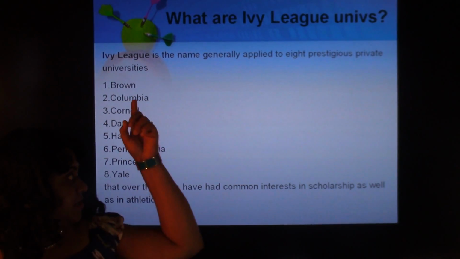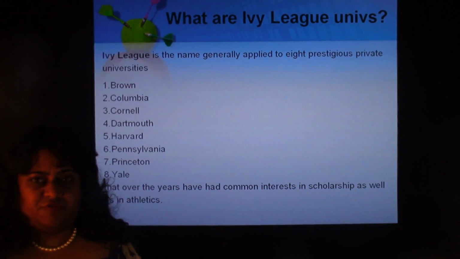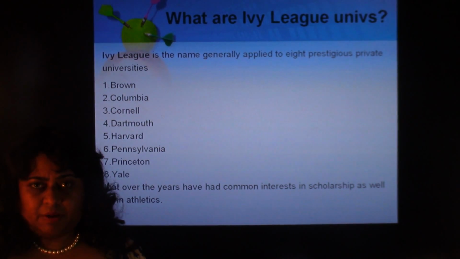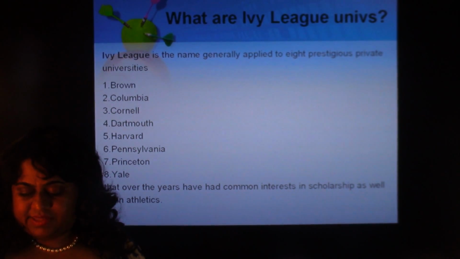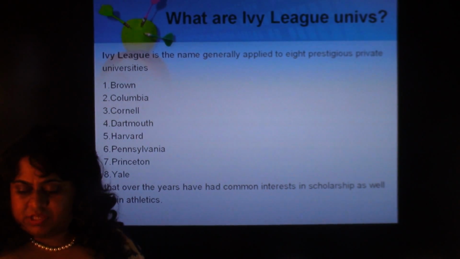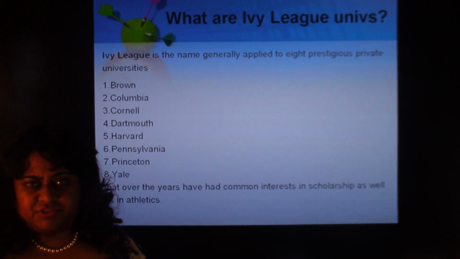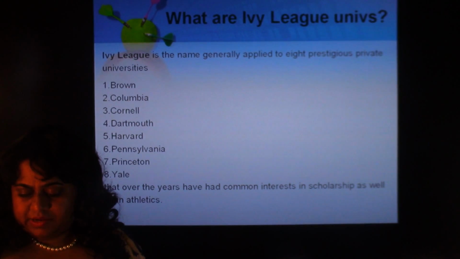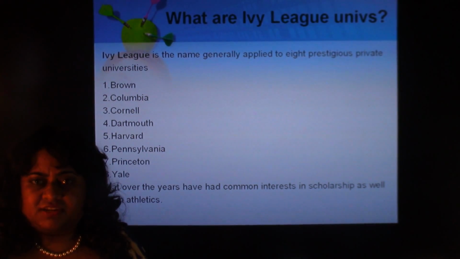So what are Ivy League universities? There's a league of 8 universities in the United States. These are all private universities, very expensive, very difficult to get into, top-notch universities, and they had a common interest in scholarships and in athletics. So they formed a league. They are called the Ivy League universities. They're all mostly in the northeast part of the US. So there's Brown University and Columbia University in New York, Cornell, which is in Ithaca in New York State, Dartmouth University, Harvard in Massachusetts, the University of Pennsylvania, Princeton University in New Jersey, and Yale University in Connecticut. So these are the top 8 Ivy League universities.